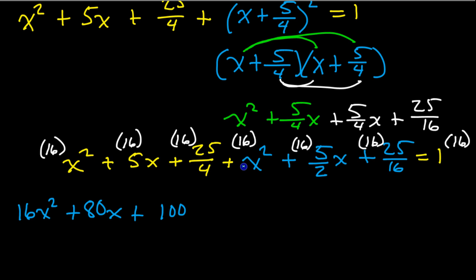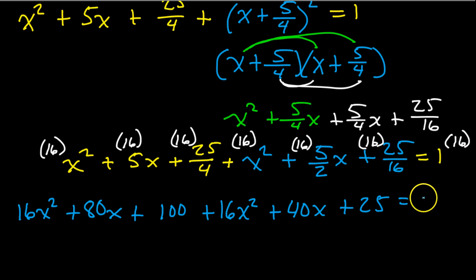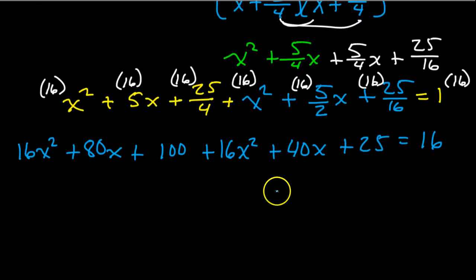And then I've got 16x squared. 2 goes into 16 8 times. 8 times 5 is 40. These 16s cancel out. And here I will just have 16. Alright, I prefer to work with no fractions when I can. So let's combine like terms next.